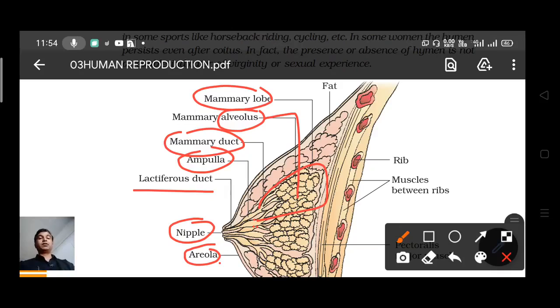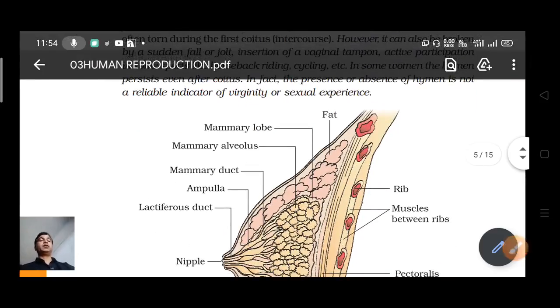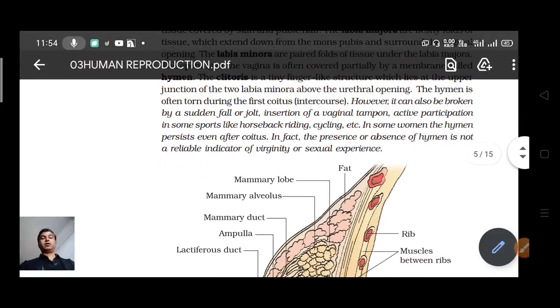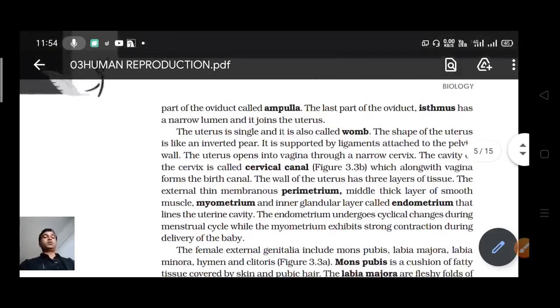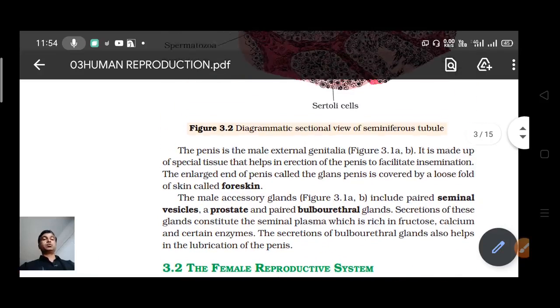The nipple is surrounded by a dark-colored pigmented area called the areola. This is the areola. This mammary gland is surrounded by fatty adipose tissue. The amount of fatty tissue will decide the size of the breast. So this is about the mammary gland. Up till here we covered only the reproductive structures of the male and female. Is this clear? This is the content which is given in the text. Just go through the NCERT textbook thoroughly.